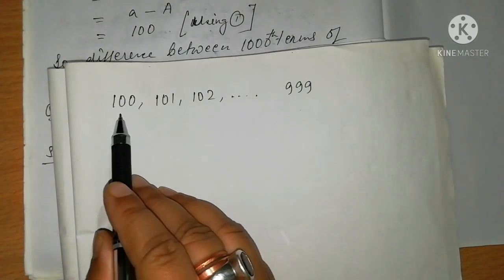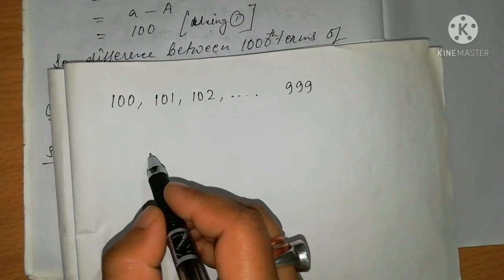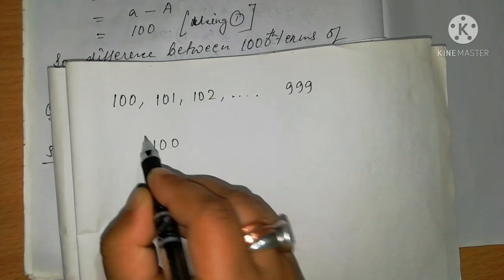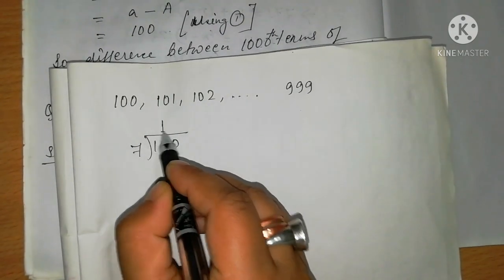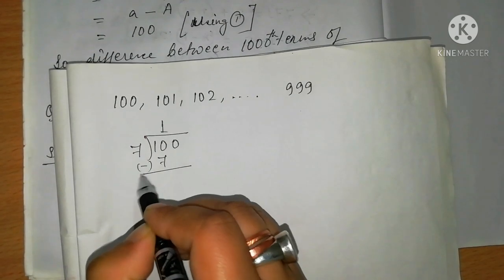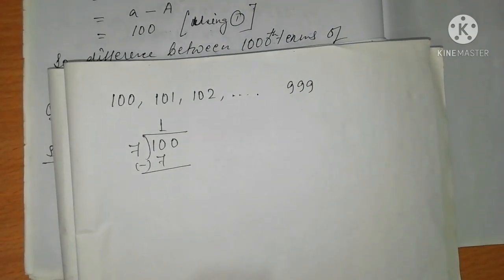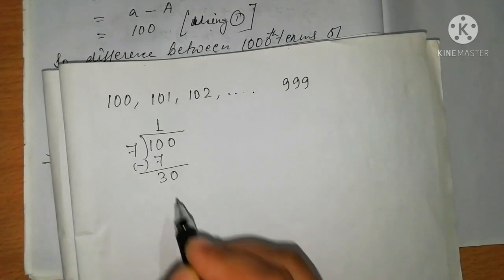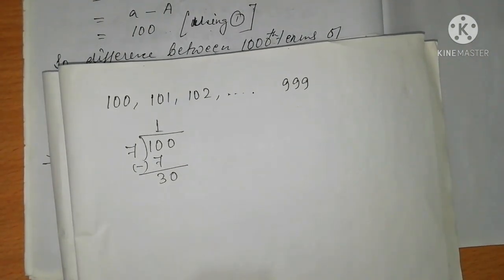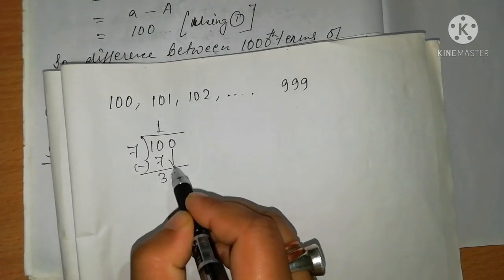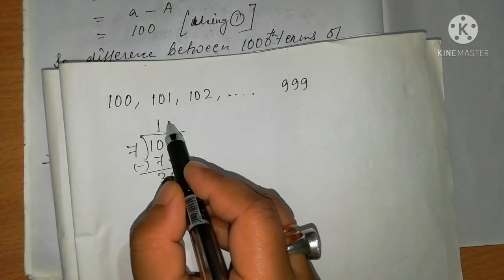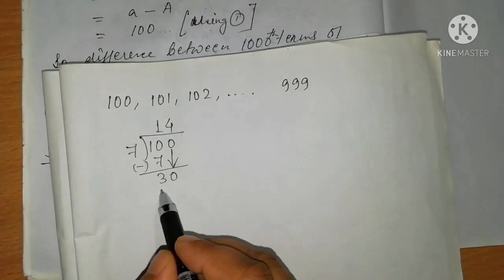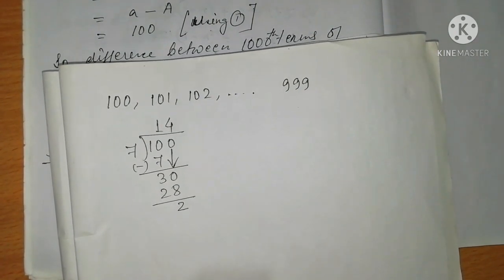So let me divide this 100 by 7. 7 1 is 7. We subtract here. So 10 minus 7 will be your 3. Then comes your 0 down, which will be 30. So 7 4s are 28. 2 is the remainder. Okay, that means 100 is not divisible by 7.